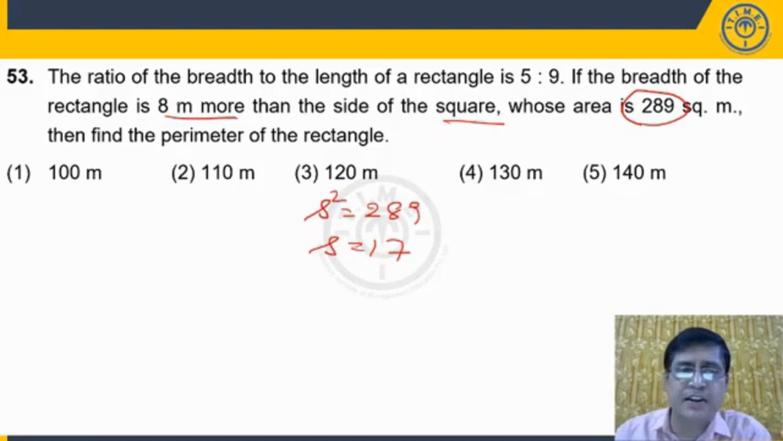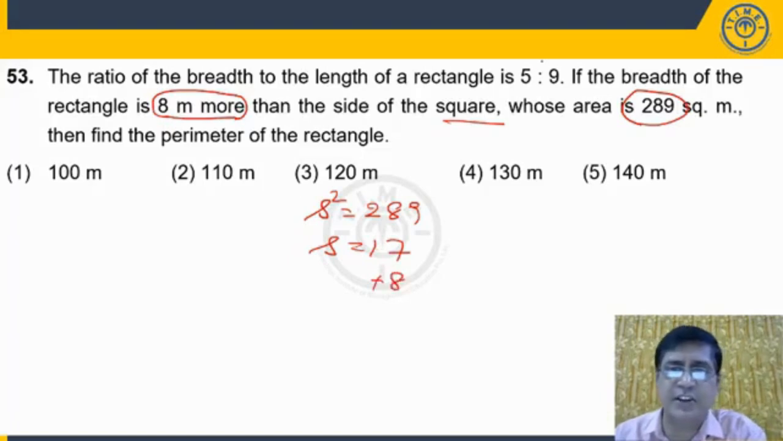The breadth of the rectangle is 8 meters more than the side of the square, so just add 8. It will give 25. So 5 parts is equal to 25. 9 parts is equal to how much? 5 parts is equal to 25 means 5 times, so 5 times 9 is 45.